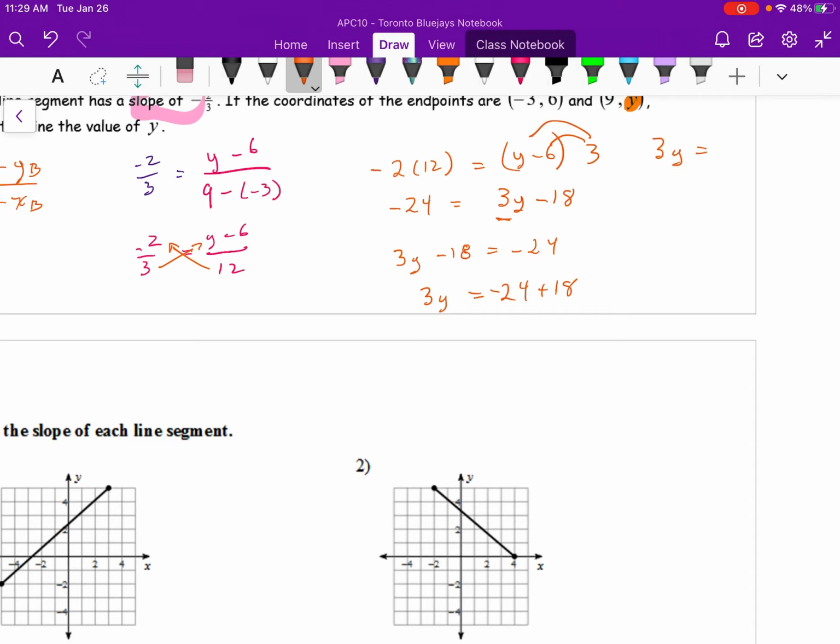I'm going to add 18 to both sides. So 3y is equal to minus 24 plus 18. The next thing I'm going to do is simplify the right-hand side. Minus 24 plus 18 is minus 6. So very simply now, I'm going to divide both sides by 3. I get y is equal to -2.